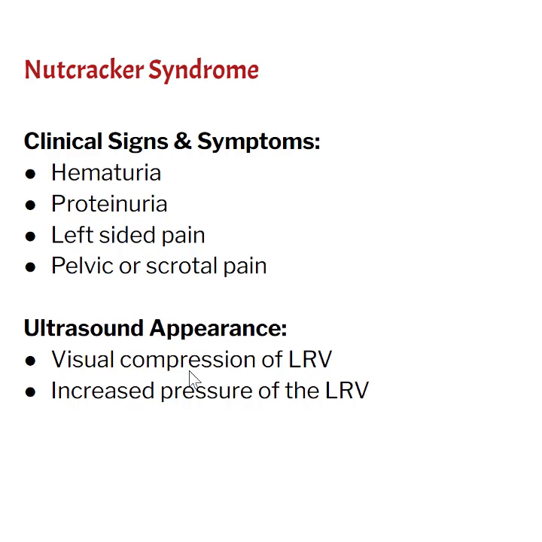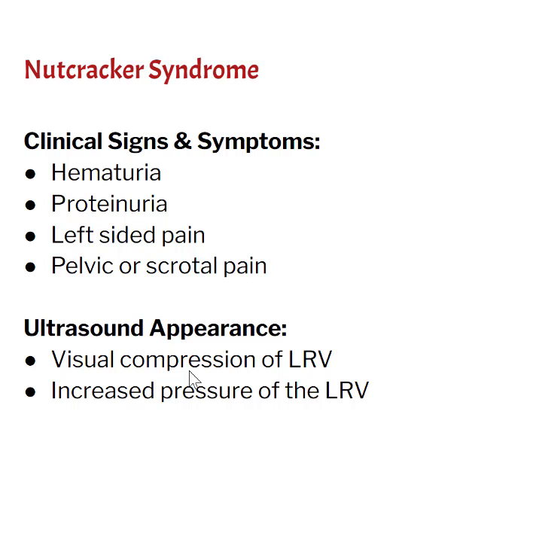Clinical signs and symptoms associated with Nutcracker syndrome include blood in the urine, protein in the urine, left-sided pain, and pelvic or scrotal pain. Now, when Nutcracker syndrome is present and the renal vein is being compressed, again, that means that blood is not leaving the kidney as it should. And so the blood that is coming in gets backlogged into the kidney, and the kidney becomes overloaded, causing the blood and protein in the urine.